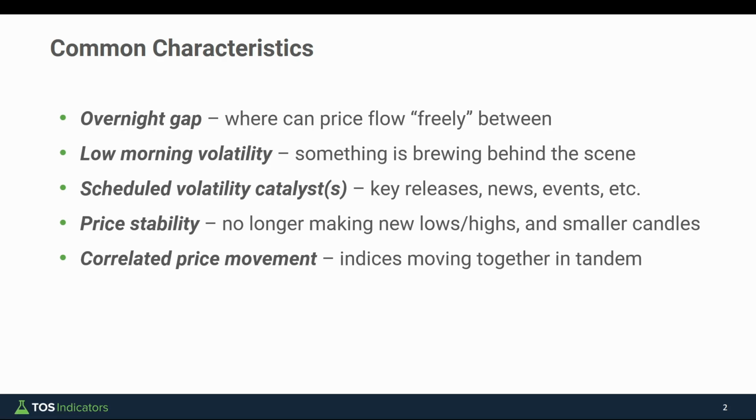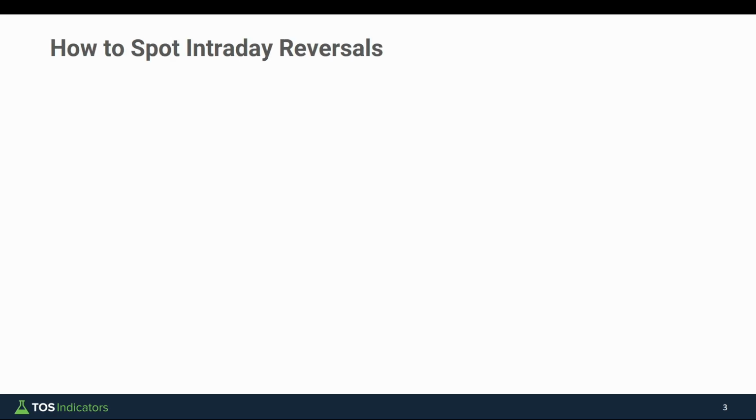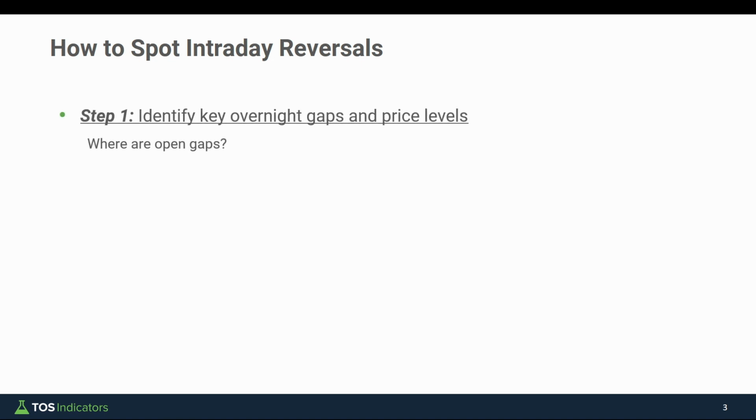Now once you've understood some of these common characteristics, you can then start to apply this 5-step process to actually take that knowledge and do something with it. Now step number 1 is identify those overnight gaps and price levels. Make a note of this either on a piece of paper or even on your chart, but these are going to be the levels that serve as your compass, the place where you expect price to gravitate towards as the day progresses. So that's step number 1, make a list of these levels.